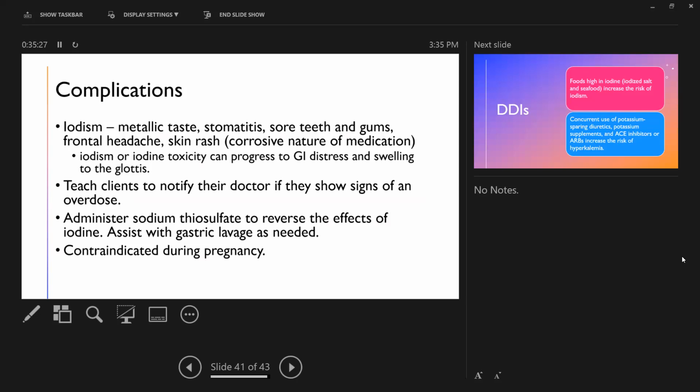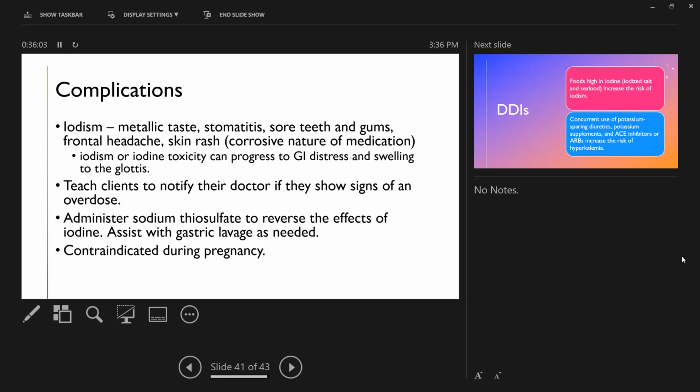Complications here are iodism. This medication is quite corrosive. So you get sore teeth and gums. Teeth may even become loose. Frontal headache. The gums and mouth might be stained. Metallic taste, stomatitis. You get swelling of the glottis, whistling when you breathe. So teach clients to notify their doctor if they show signs of an overdose.